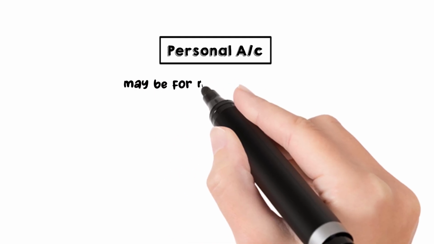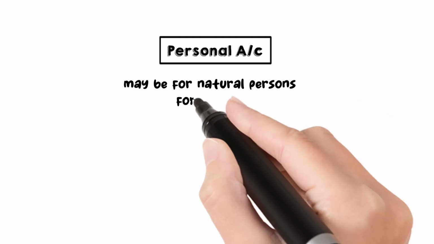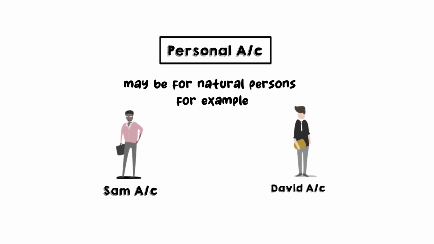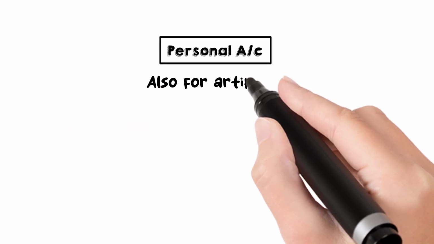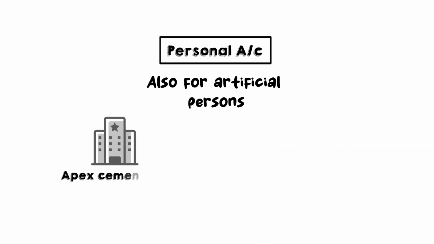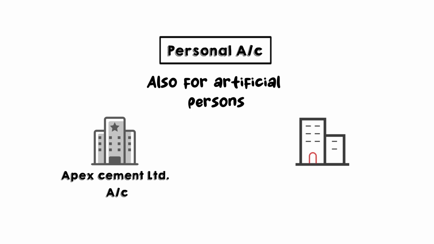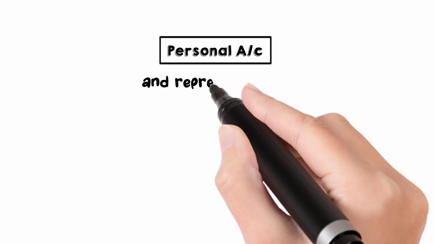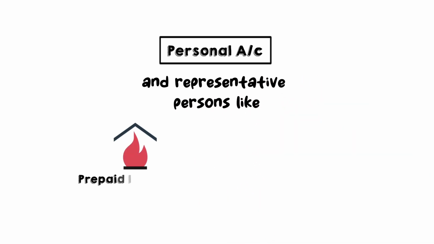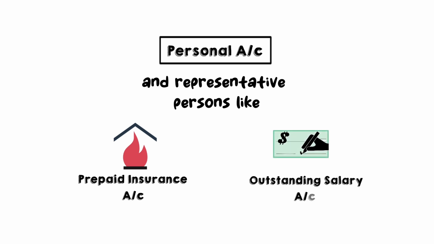The personal account may be for natural persons. For example, Sam's account, David's account. Also for artificial persons, like Apex Cement Limited account, KP and Company account. And representative persons, like, for example, prepaid insurance account, outstanding salary account.